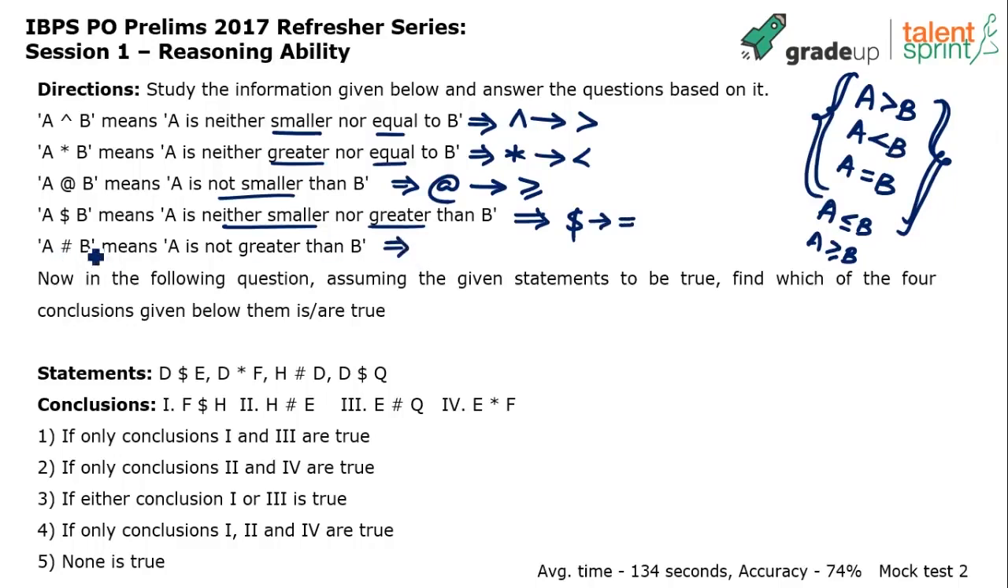What does it mean? A hash B means A is not greater. If it is not greater, two possibilities. It can be less or it can be equal. So hash would mean less or equal. So we have got all the five comparisons, right? Greater, lesser, equal, greater than or equal to, and less than or equal to. This is the first step.